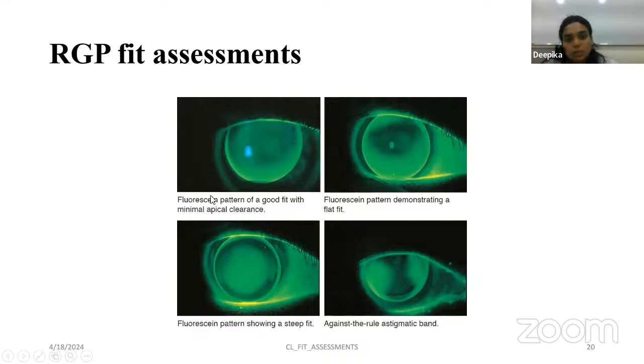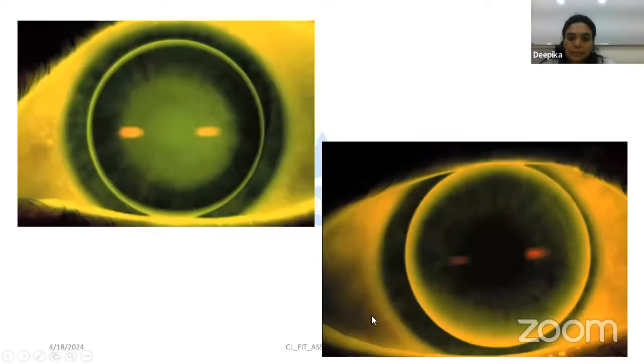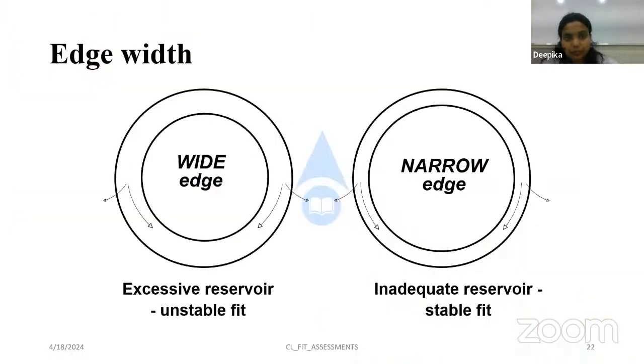RGP fit assessment. Fluorescein pattern of a good fit with minimal apical clearance is seen in the first picture. The second gives us the appearance of a slightly flat fit. The third picture represents a fluorescein pattern showing a steep fit. The last one is the against-the-rule astigmatism pattern. This is the picture to understand the steep fit and flat fit. In flat fit, we could see a large peripheral pooling, and in steep fit we could see that central pooling is very high.